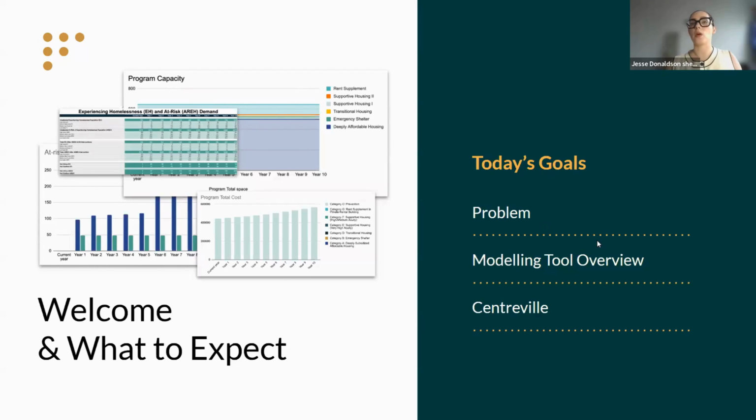Okay, so today's goals: we'll outline the problem that we're trying to solve with the projection modeling tool. I'll provide an overview of the tool and the components. So not just kind of our tool, but the components that go in it. And if you're thinking of doing similar things yourself, that part's going to be really useful. And then we're going to go through Centerville, and I'm going to show you different scenarios and how I used the tool relatively quickly over kind of a few hours last night to investigate different parts of Centerville's homelessness system.